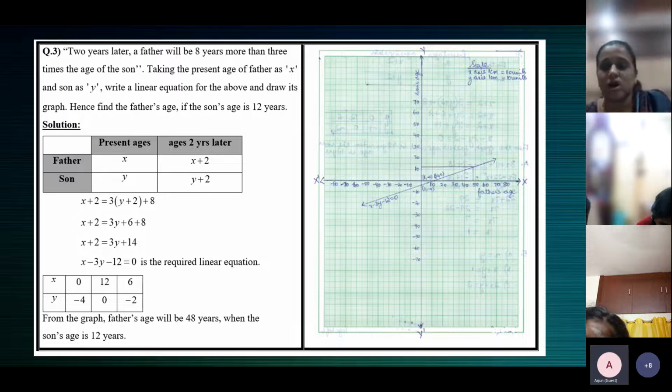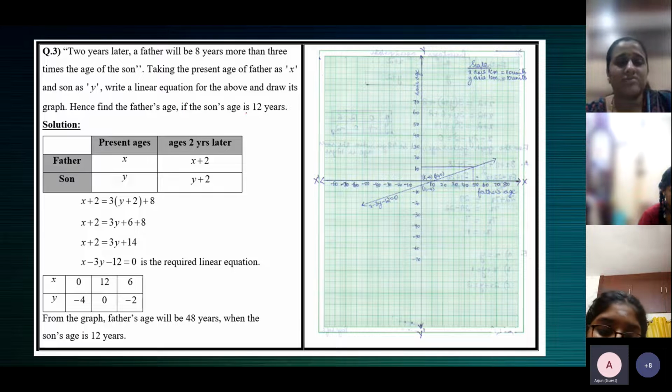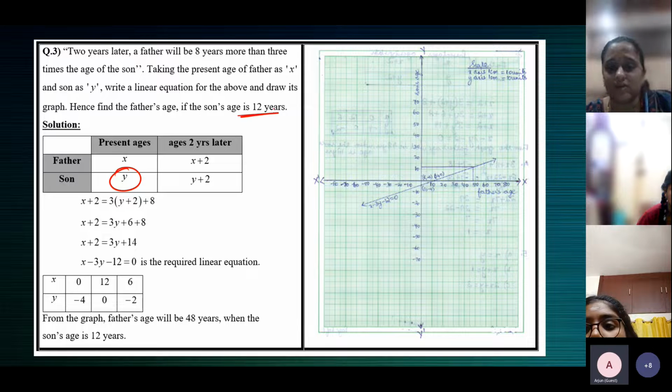And I'll just tell you this, children. So how do we read the answer from the graph? Please listen. Now, when the son's age is 12, son is y. So along the y-axis, find 12. Where is 12? See, this is 10, 11, 12. The next one, this one is 12.